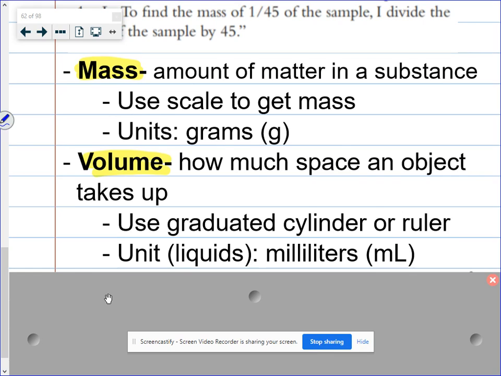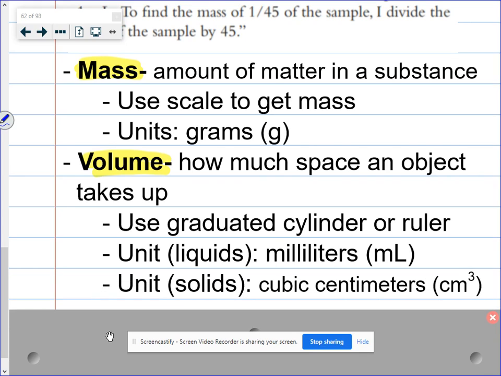Now, if I want to measure the volume of a tissue box, milliliters doesn't really make sense, right? Like, how much space is the tissue box taking up? It doesn't make sense to measure the volume in milliliters. It's not a liquid, so it's not going to form to the tube. It's not going to go into the graduated cylinder. So for solid objects, I use cubic centimeters, which is what I had you write down at the beginning.